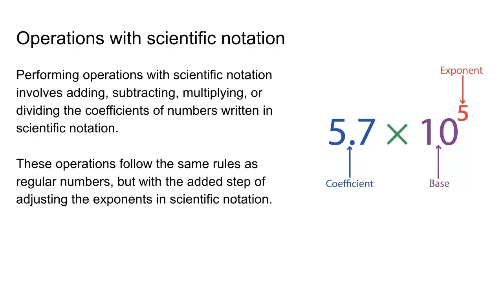Now let's learn how to perform operations with scientific notation. Performing operations with scientific notation involves adding, subtracting, multiplying, or dividing the coefficients of numbers written in scientific notation. These operations follow the same rules as regular numbers, but with the added step of adjusting the exponents in scientific notation. So just to review, the number in front, or the a, is the coefficient, which in this case is 5.7, times 10, which is the base, to the nth power, which is the exponent.